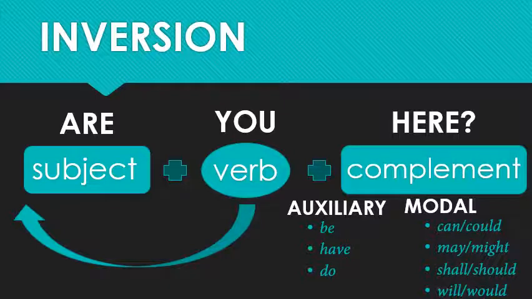They're just a group that don't like to follow the rules. They get a lot of exceptions, including this inversion rule. So when you look at the sentence, are you here? Well, that works because it uses the auxiliary be. Be, of course, is I am, you are, they were, I was, right? All of those are be. Be is a very irregular verb.